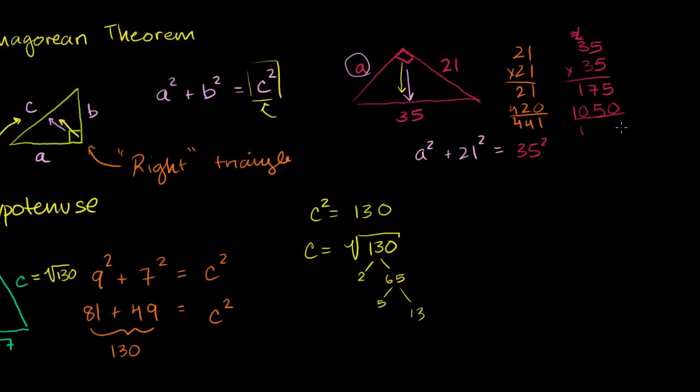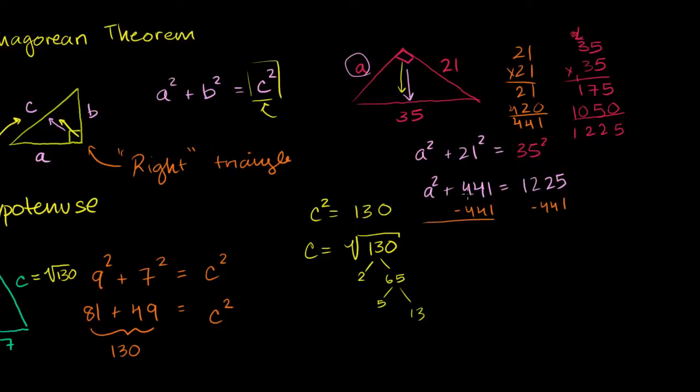Let me do it in order. 5 plus 0 is 5. 7 plus 5 is 12. 1 plus 1 is 2. Bring down the 1. 1225. So this tells us that a squared plus 441 is going to be equal to 35 squared, which is 1225. Now, we could subtract 441 from both sides of this equation.